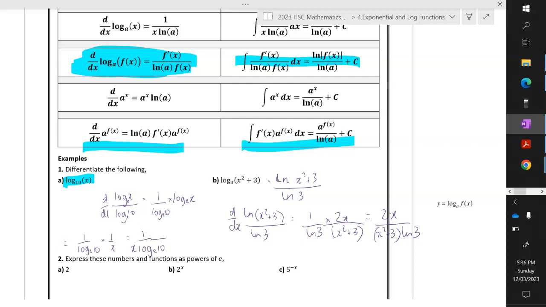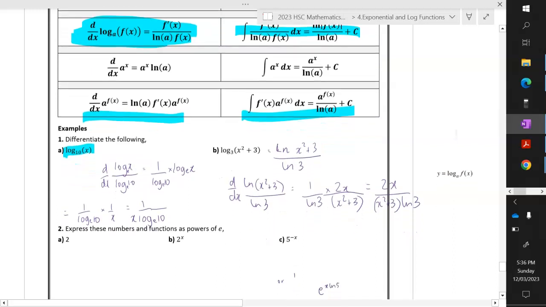Now if I check that with my formula up there, would I have gotten that? Let's have a look. Here's my function, the derivative's on the top line, yep, tick. Bottom line, log of a, so log of my base. My base was 3, so log of 3, yes, I've got that. And my function is the part in the brackets, which was my x squared plus 3, which is on the bottom as well. So I've got the right answer. So that's why we get that answer, and it's nice to know that as well.